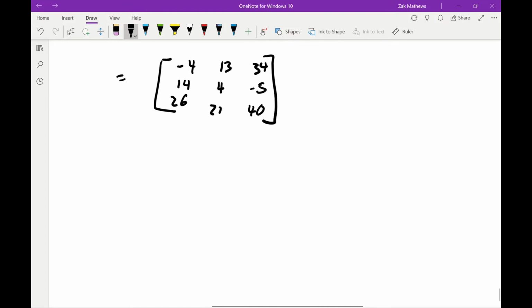Let's do a couple other examples. I'm going to name them this time. Let's call it matrix A, the matrix.